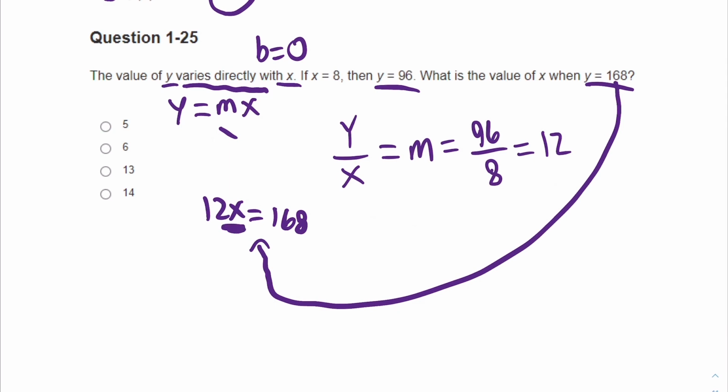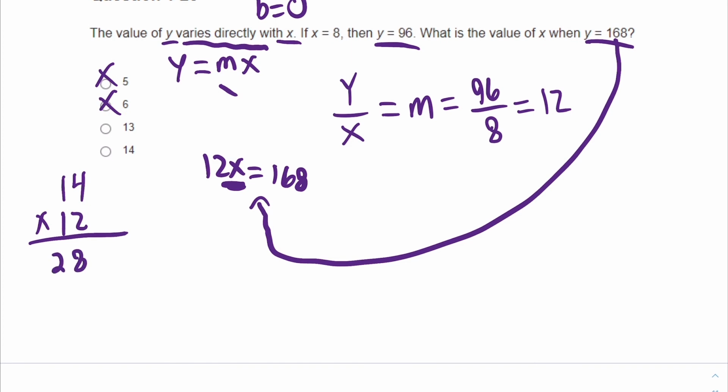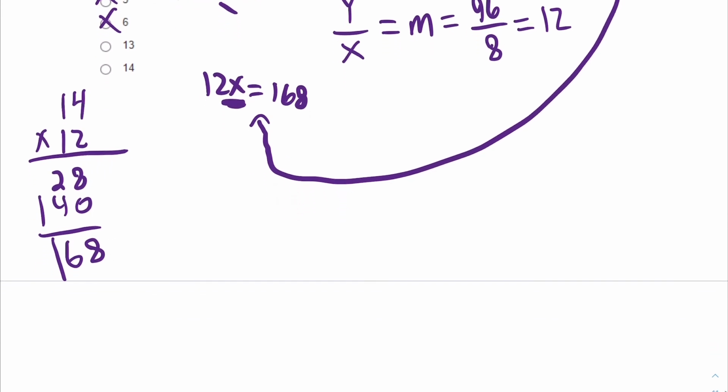Do you think it's 12 times 5? I don't know, put it in the calculator and you see that it's not. 12 times 6, still not big enough. 12 times 13, that one might be close, but I feel like it's going to be 12 times 14. And it is 14.